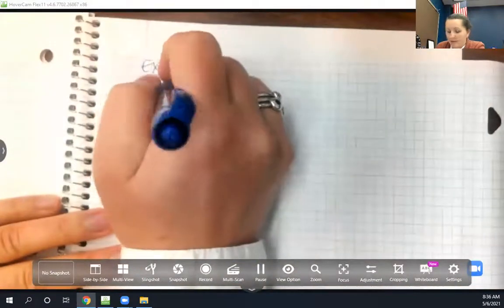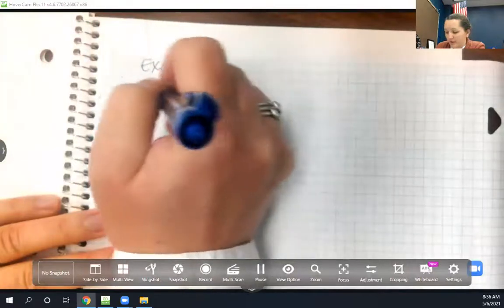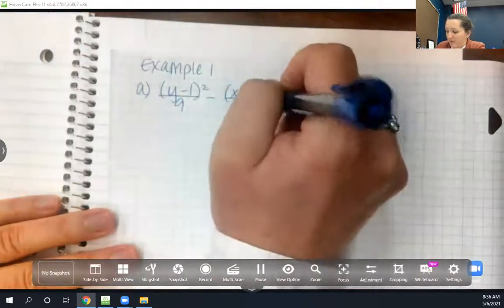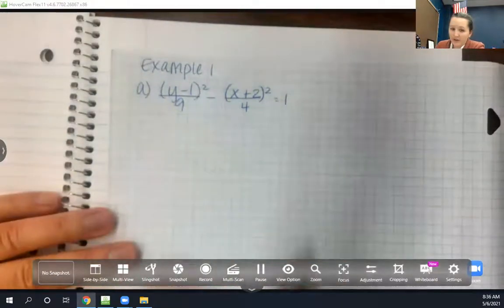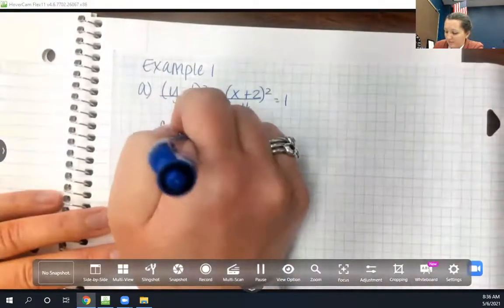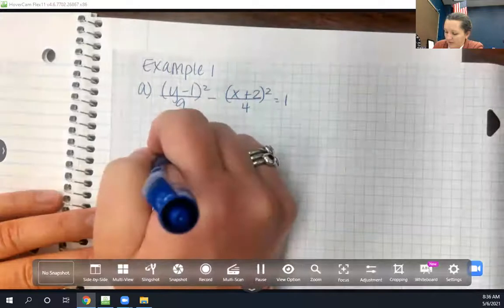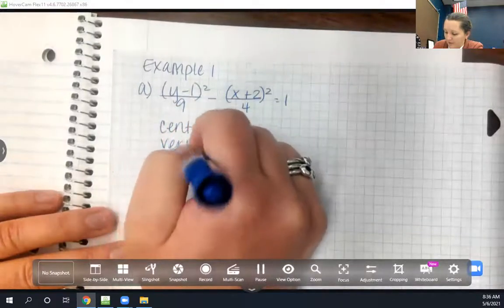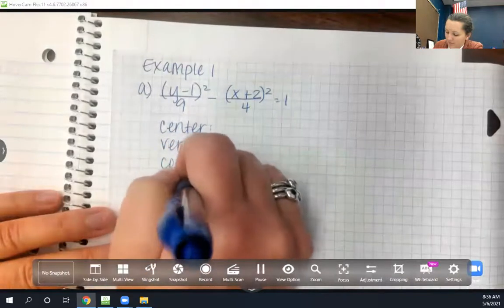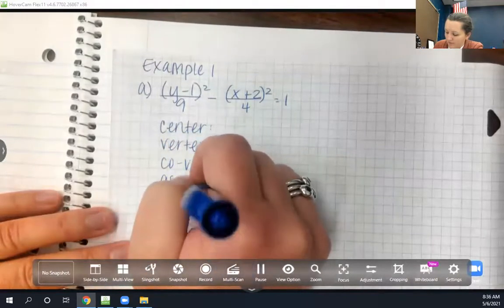let's look at it. It's y minus 1 squared divided by 9 minus x plus 2 squared divided by 4 equals 1. Now here's what we need to know, right? We need to know the center, we need to know the vertex, we need to know the co-vertex, and then we need to know those asymptote equations or functions.